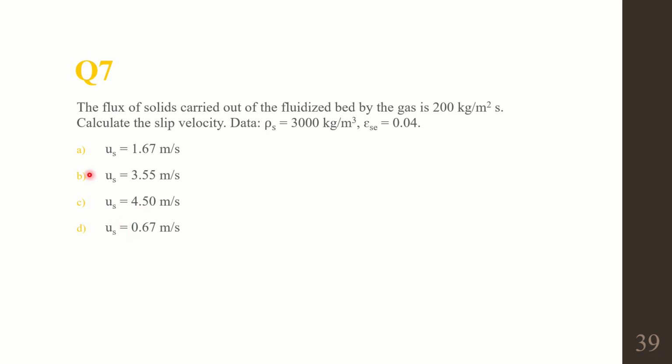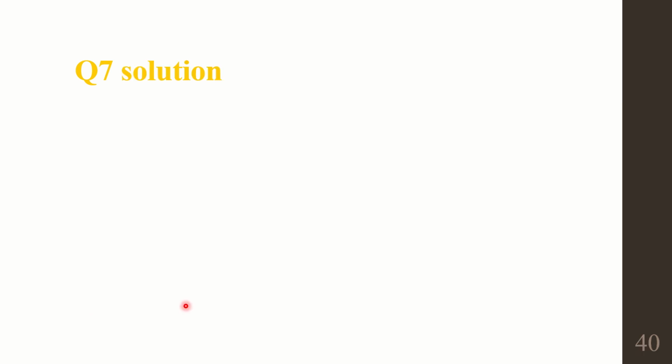So what are we asked to find? We are asked to find the slip velocity, wherein we are given the flux of solids carried out of the fluidized bed by the gas, which is 200 kg per meter square second, and density of solids is 3000 kg per meter cube, and epsilon SE is 0.04. So the answer is 1.67 meter per second.